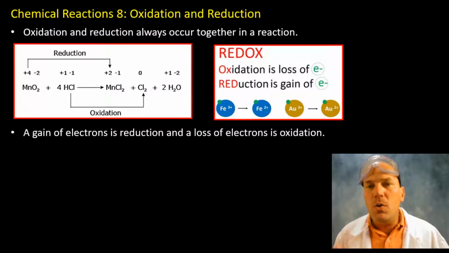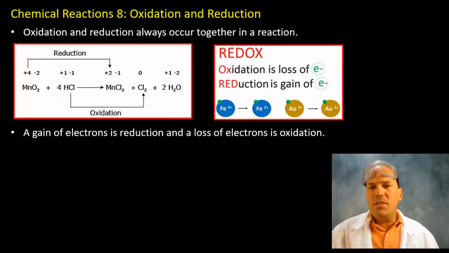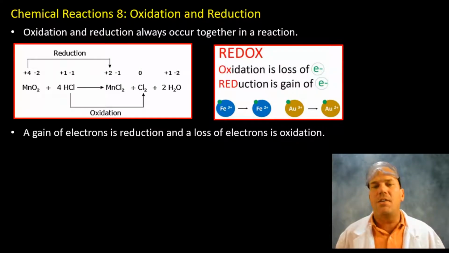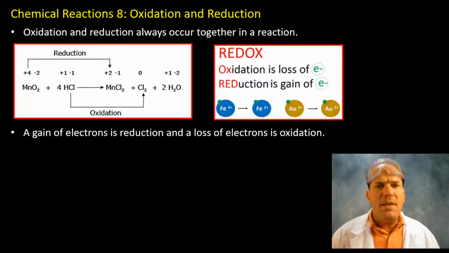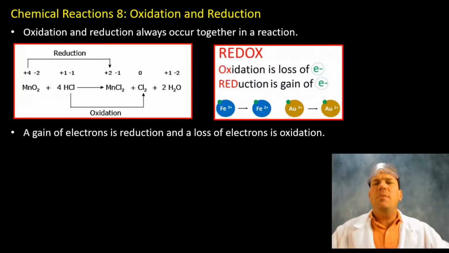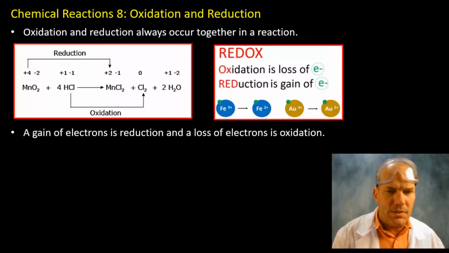If you look at gold, gold goes from a 3+ oxidation state to a 2+ oxidation state. Again, the oxidation state has decreased. So what that means is this is reduction because gold has gained one electron, thereby becoming gold 2+.